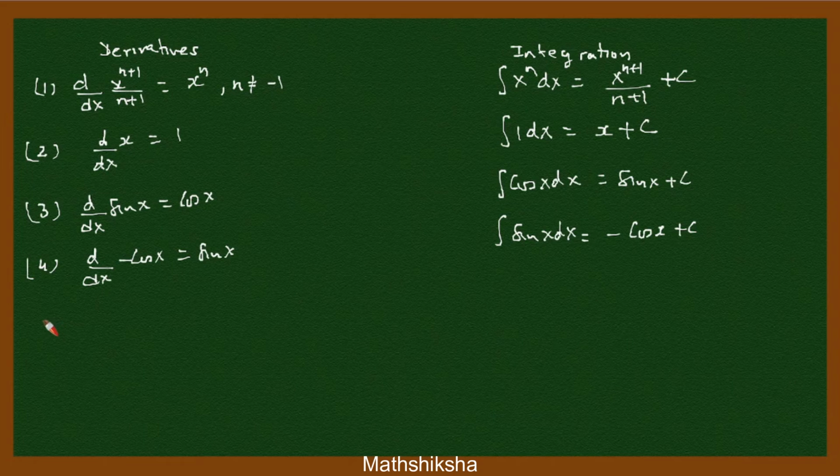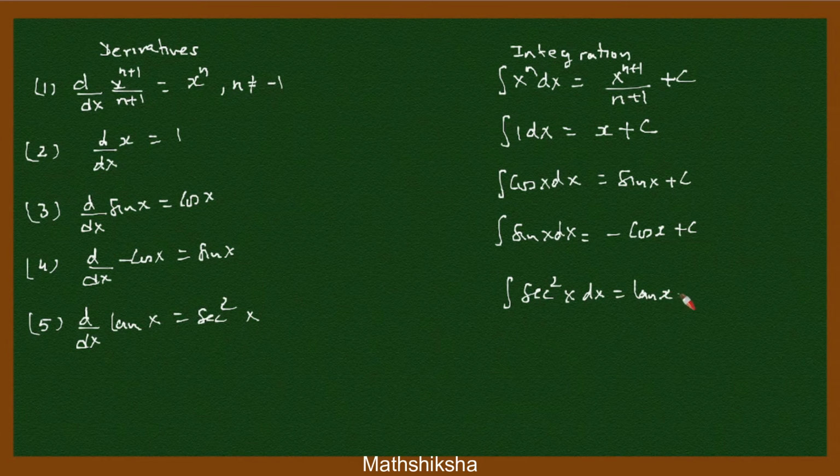Then d by dx of tan x is known to us, is sec square x. So integral of sec square x with respect to x will be of course tan x plus c. sec square x इसका डेरिवेटिव है tan x plus any constant का.